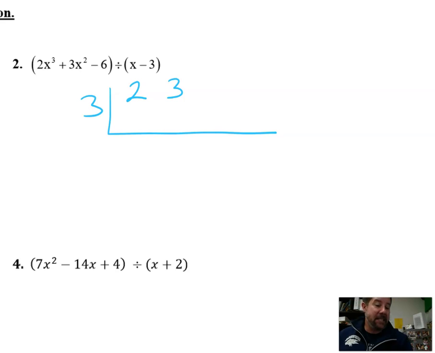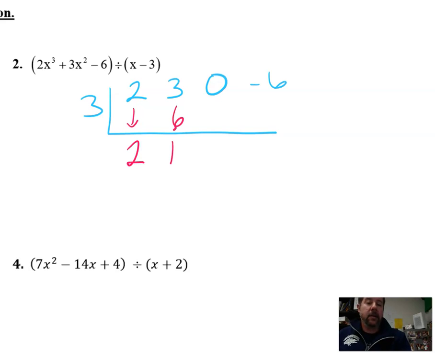In this case, we're missing an x term. So very important, this is the most common place we mess up, is we forget to put that 0. And then negative 6. Alright. Now I'm going to do my synthetic substitution, aka synthetic division. Bring down the first number.